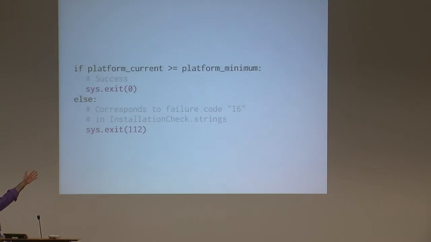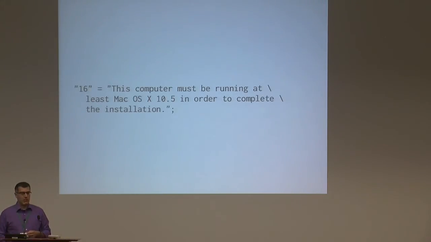I'm checking to see if the current platform for the system is greater than or equal to the minimum platform that I want to have for this install. And if I am, I'm exiting with success. Otherwise, I'm going to exit with exit code 112, which will then correspond to 16 in the installation Check.strings file. This is literally the only content of that text file: 16 equals this computer must be running at least Mac OS 10.5.